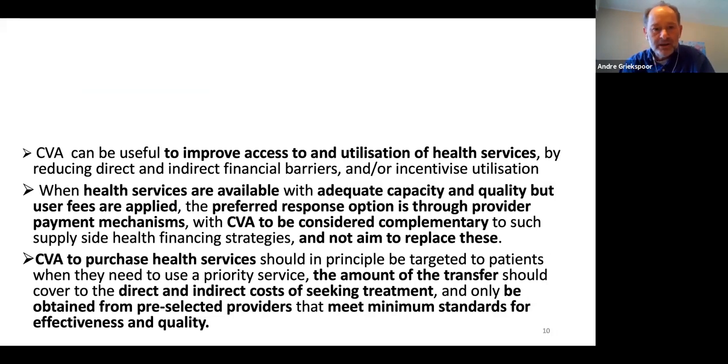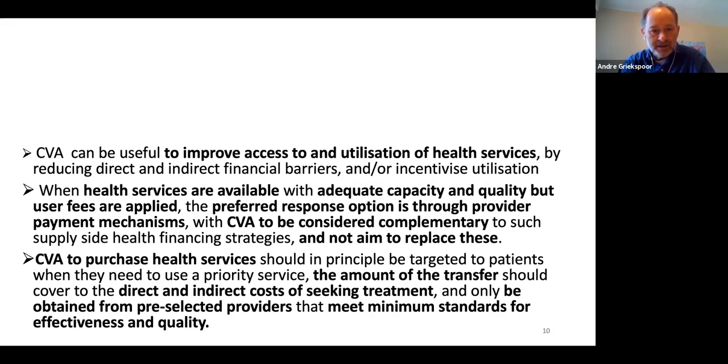So where we landed on all this thinking is that some 2 years ago we developed this working paper on cash and voucher assistance for the health sector in humanitarian settings, and there were three key messages that came out of this work. The first is that we indeed acknowledge that cash and voucher assistance can be useful to improve access to and utilization of health services by reducing direct and indirect financial barriers, or by incentivizing utilization of services that are for free.